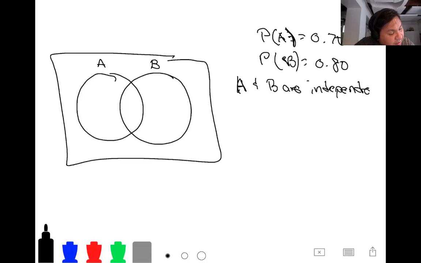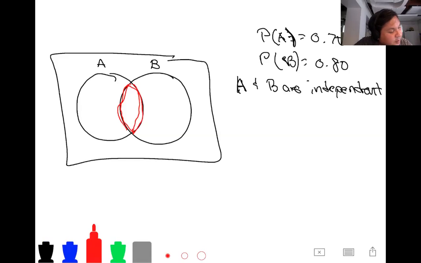It is also said that A and B are independent. The thing with this one is, if we are going to try and solve this like how we solved this before, we actually need the common part first. It's not actually given here. We're only given the total probability for A, which is this whole circle here, and the total probability of B, which is that whole circle there. So the question is, what is the probability that both A and B happen?